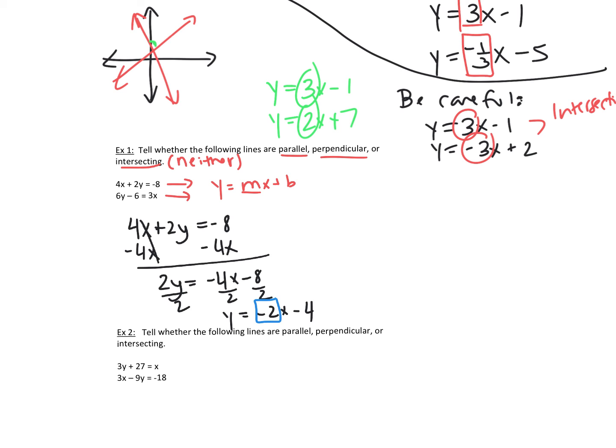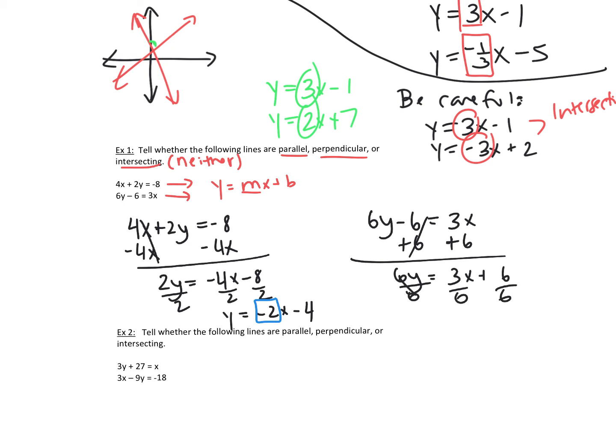Then I go to the second equation. I do the same thing. 6y minus 6 equals 3x. I'm going to add 6 to both sides. I have 6y equals 3x plus 6. Divide everything by 6, and y equals, remember 3 out of 6 is 1/2 x, and then 6 divided by 6 is 1. So I have a slope of 1/2.